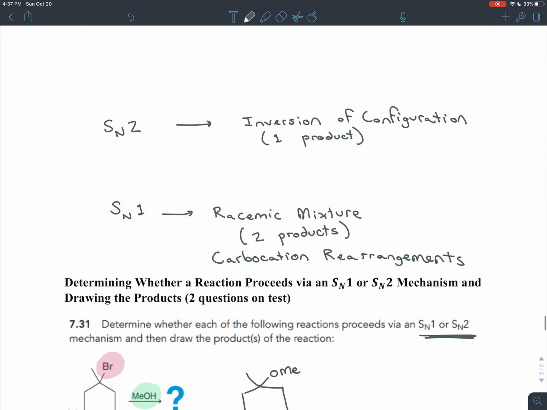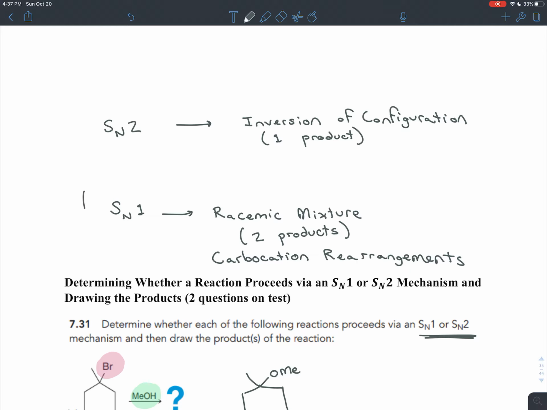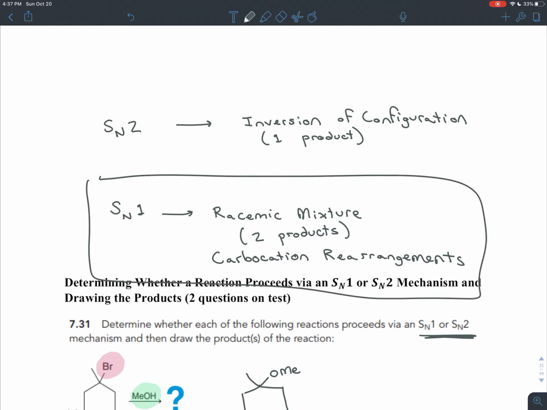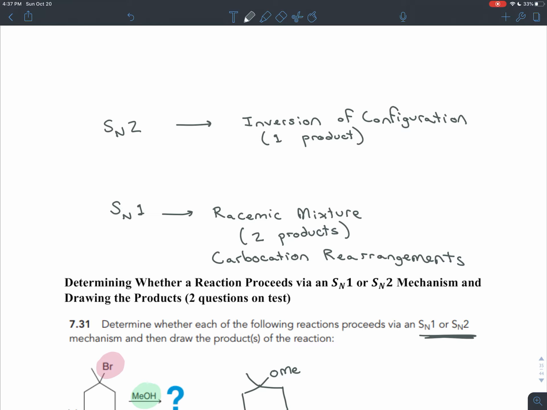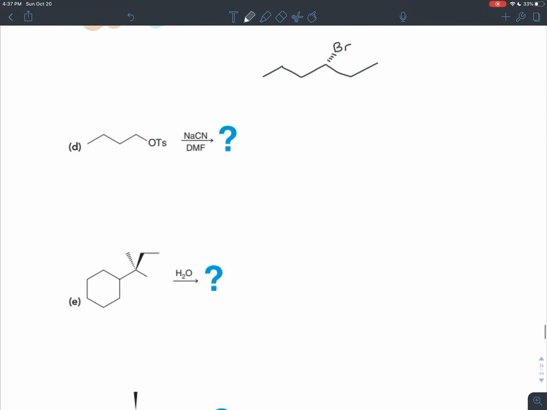So remember, if you have an SN2 mechanism with a chiral center, you only get one product, the inverted product. The nucleophile would attack on the opposite side that the leaving group left. And if you have an SN1 reaction with a chiral center, you get a racemic mixture, a 50-50 mixture of each enantiomer. Okay, so we have those two products.